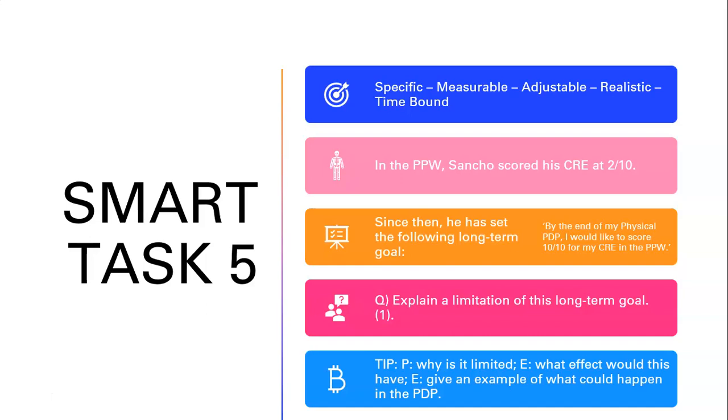What I'd like you to do now is, once I've finished speaking, pause the video and then explain a limitation of this long-term goal. It is worth 1 mark, so all I am looking for is one chain of P, the point, given the cause, E, the evidence showing the effect that that cause would then have, and then an example of what might then happen in the personal development plan. Do that now.